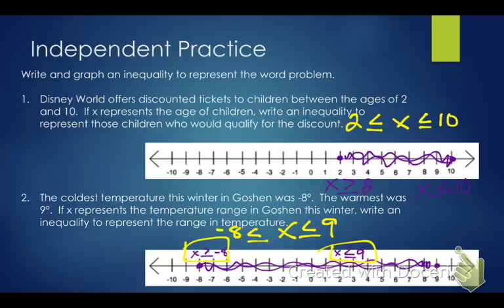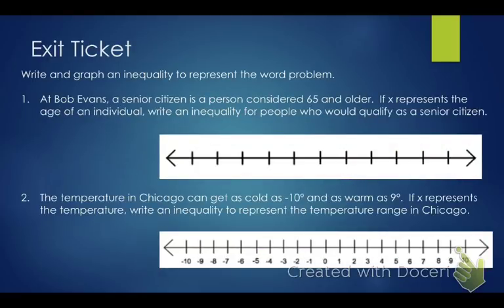Hopefully you got them. Ladies and gentlemen, exit ticket time. Sorry this video took a little bit longer. It's a hard one. Here's your exit ticket. You need to solve these 2 problems. Pause the video, do it, show it to me when you're done. Hopefully you get them correct.